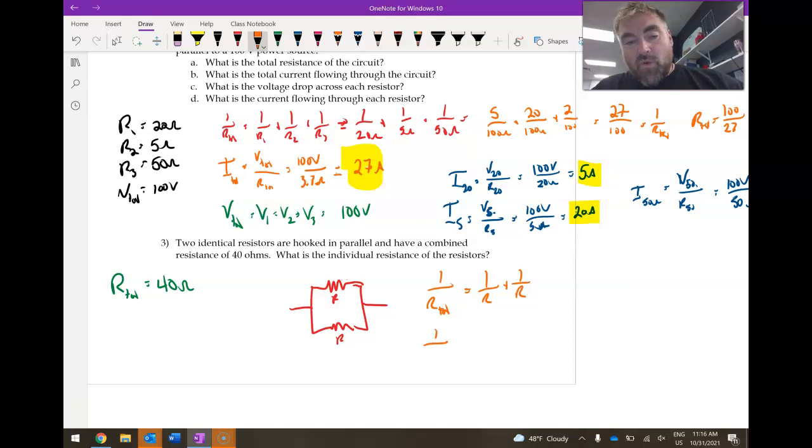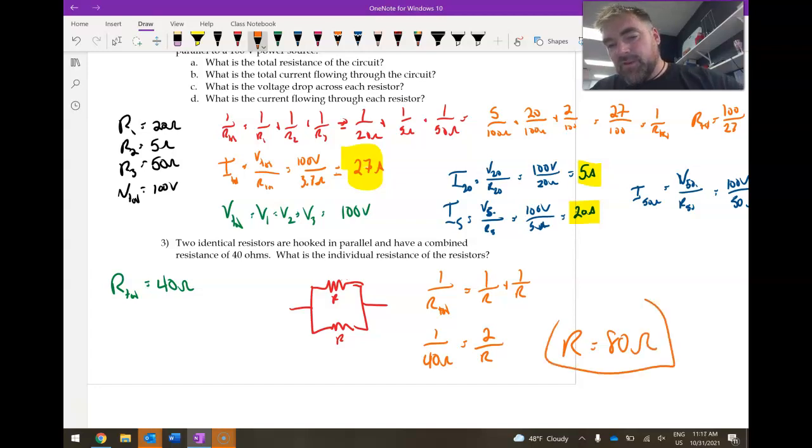So 1 over 40 ohms will equal 2 over R, because 1 over R plus 1 over R will give us 2 over R. And so now when I cross multiply this, that tells me that my R is 80 ohms. Okay, and this one's a little bit tricky, but again, you have to think your way around a corner on this one.